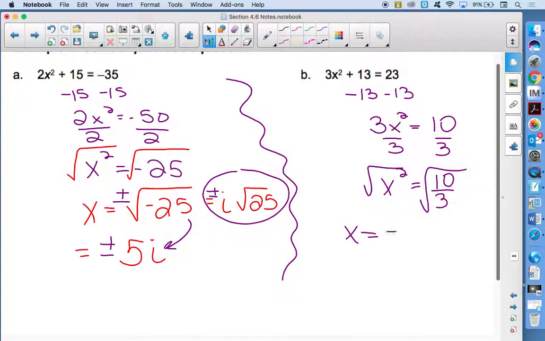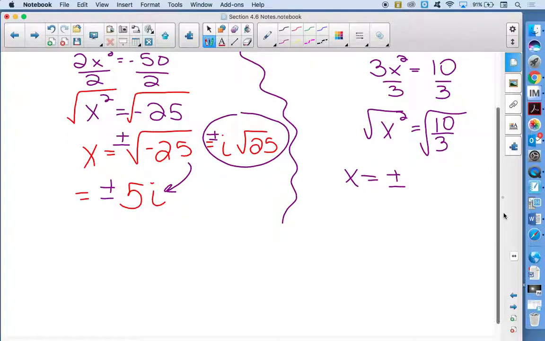So I'm going to throw that plus or minus in front. And now we have the square root of 10/3. We've got the square root of a fraction. It's not imaginary, so we don't have to put an i in it, but we have a square root of a fraction. Emerson, do you remember how we can simplify the square root of a fraction? There's a square root over each one individually.